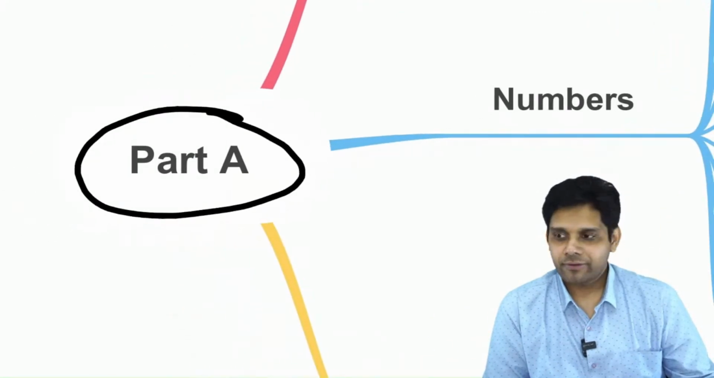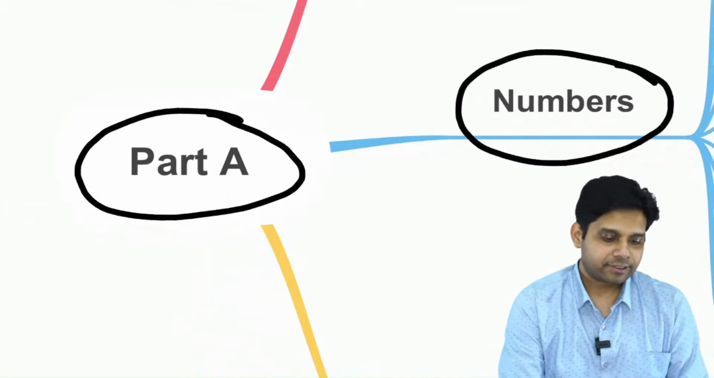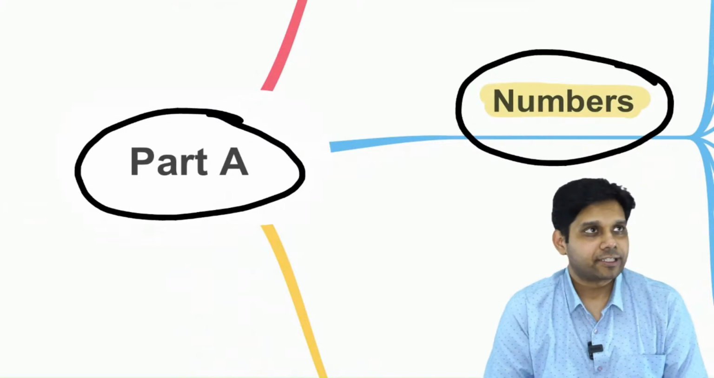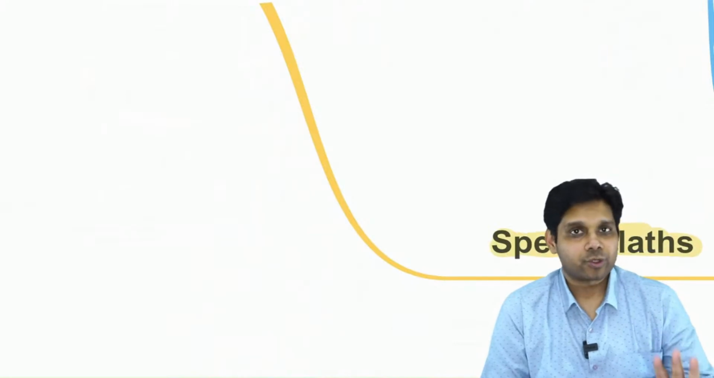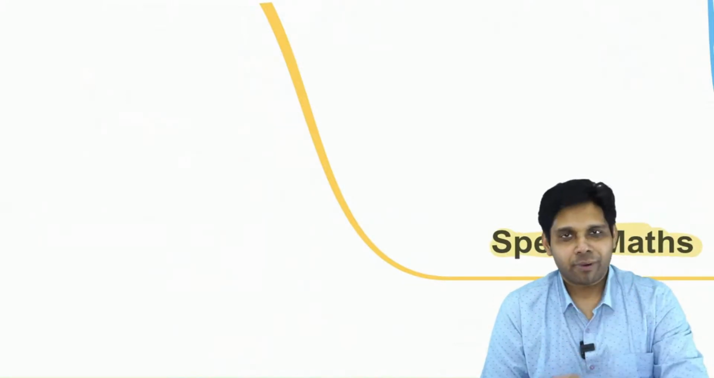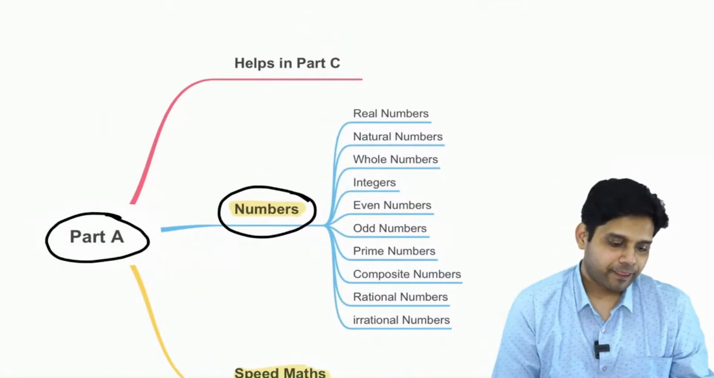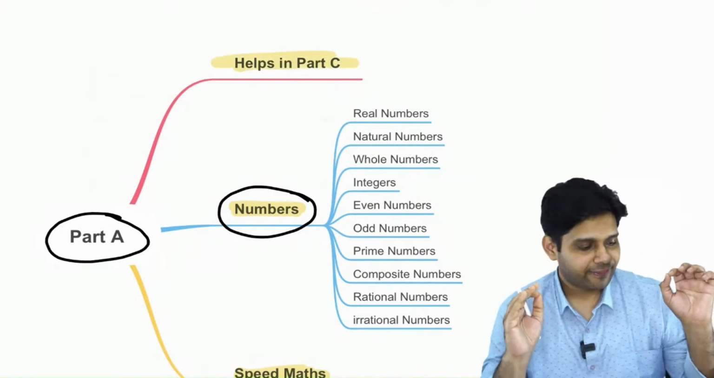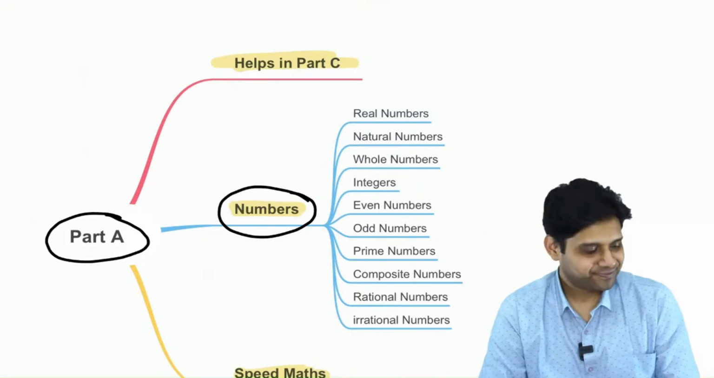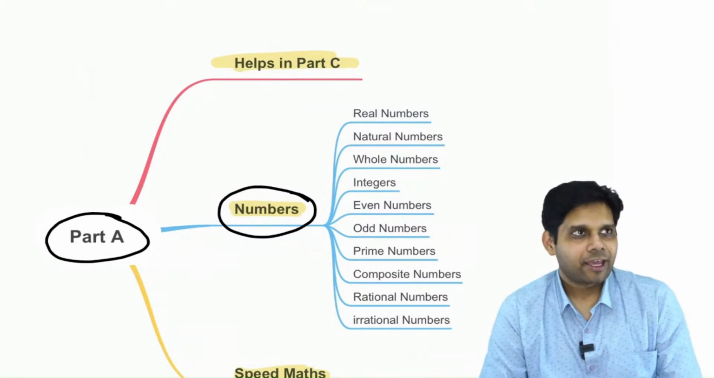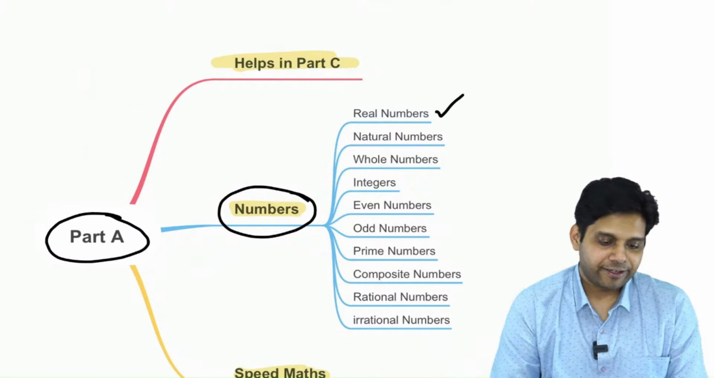Okay. So what have we studied? We studied numbers. Correct? Last session we studied numbers? Yes, we did. And then what did we study? We studied speed maths. And like I told you, speed maths is all about helping you for part C, right? So here's the larger picture we all have got. Part A helps us in part C, and that we all had learned. Correct? Am I right? Yes. And in part A, under numbers, we studied real numbers.